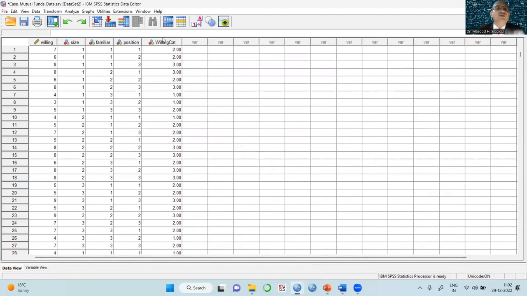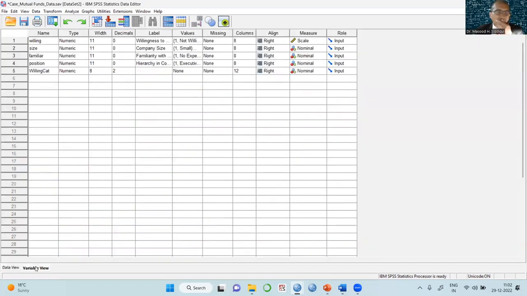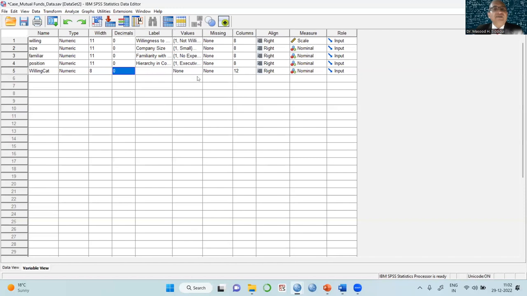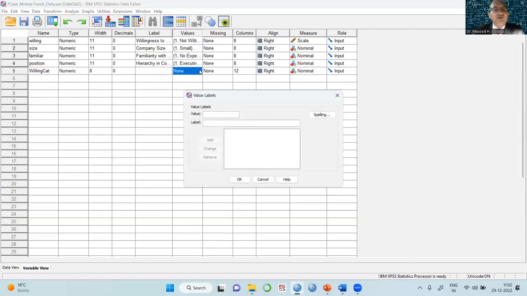Now you see a new variable, categorical variable, willing cat has been created. Now, if we don't require these zeros, we will be decreasing the number of zeros. Okay. So as you see, now zeros are not there. And we will be defining the values also because this is a categorical variable.